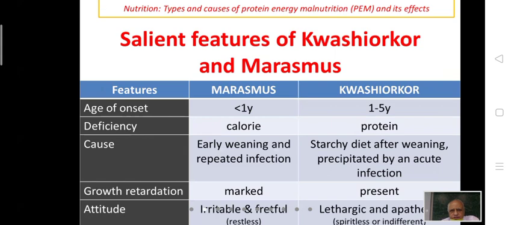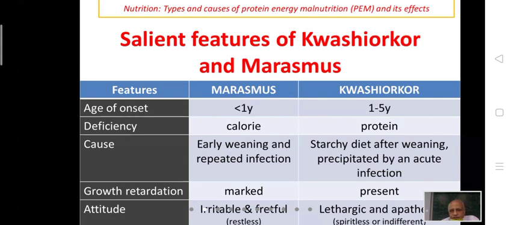Features of marasmus and kwashiorkor, you can see here. This is from the book, Vasudevan. Age of onset in the case of marasmus is less than 1 year. But age of onset in kwashiorkor is 1 to 5 years.